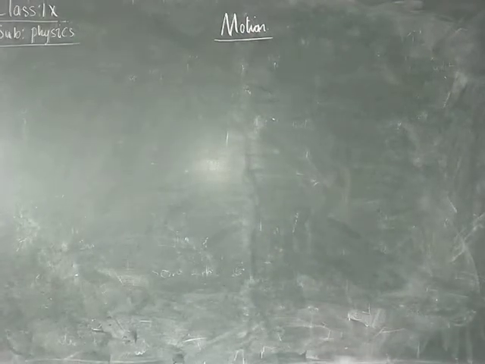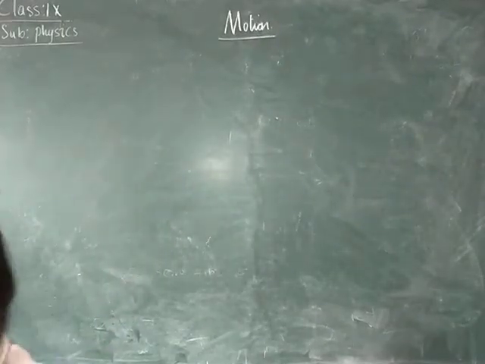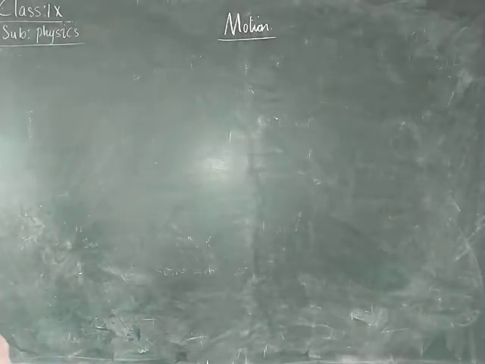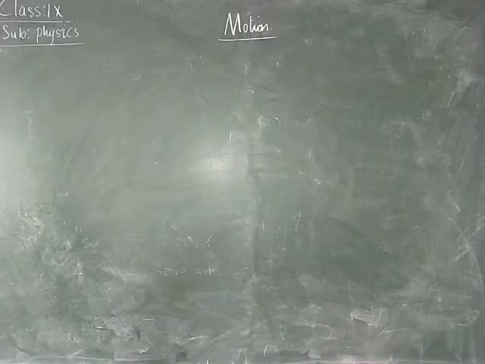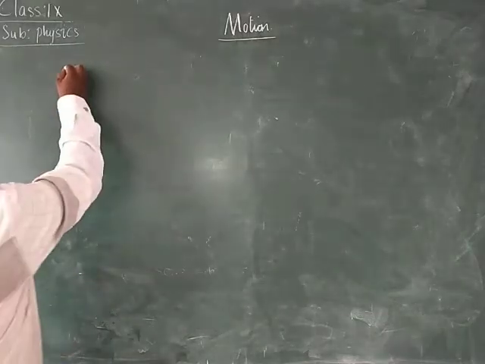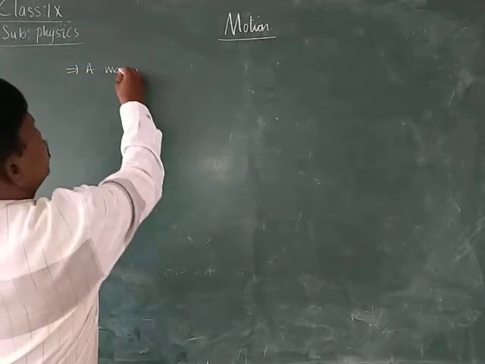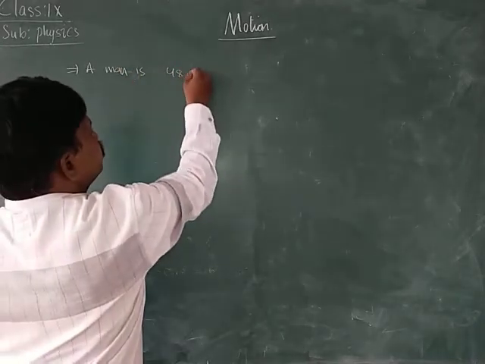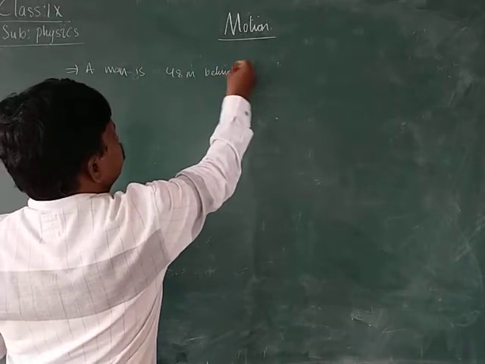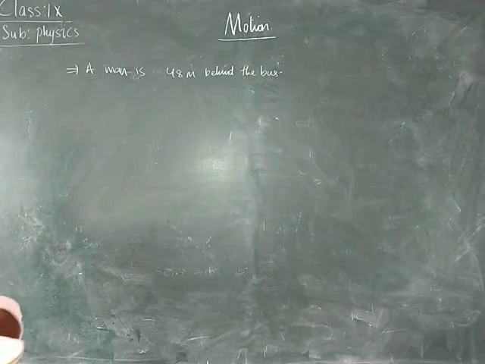Okay, children? Now, what is given here? Here, the man is at rest. And here we see that a man is 48 meters behind a bus. 48 meters behind the bus.